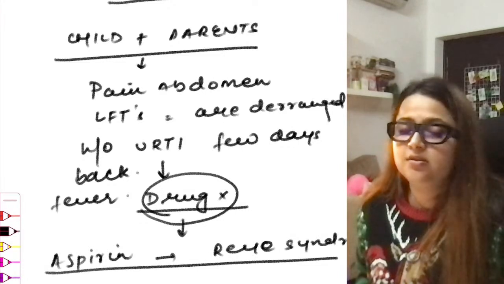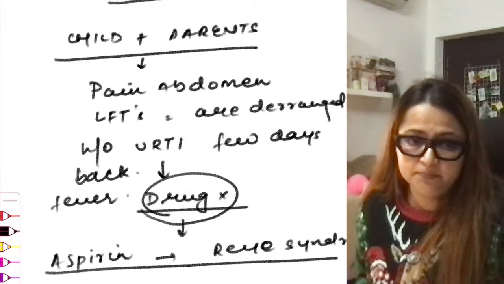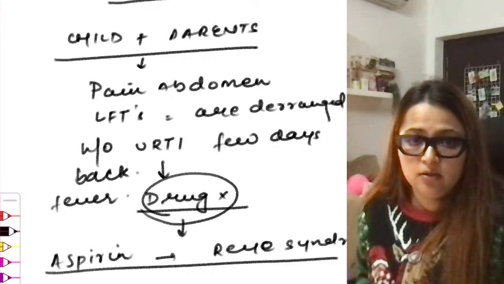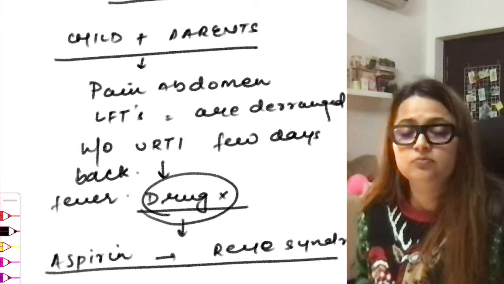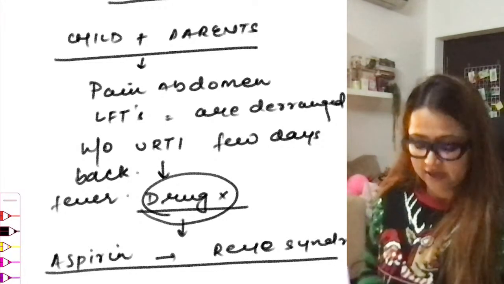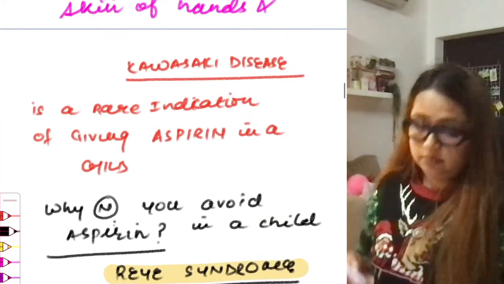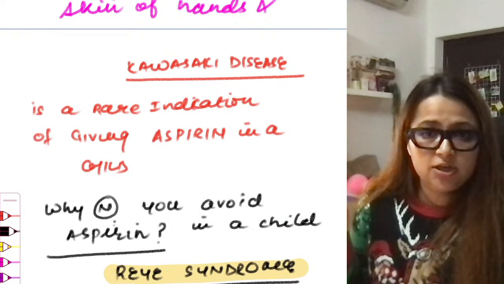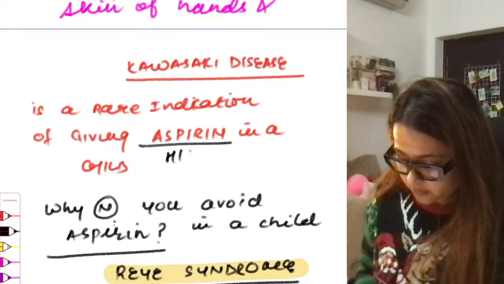And the take home message is that you can read about the pathophysiology of Reye syndrome, how aspirin is actually reacting with the virus. Okay, so there is a kind of interaction between the virus and the aspirin, and ultimately few changes take place that lead to damage to the body. All right. Now, I was saying that Kawasaki is a very rare indication in which you give aspirin to a child. Okay, in fact, high dose aspirin is given.